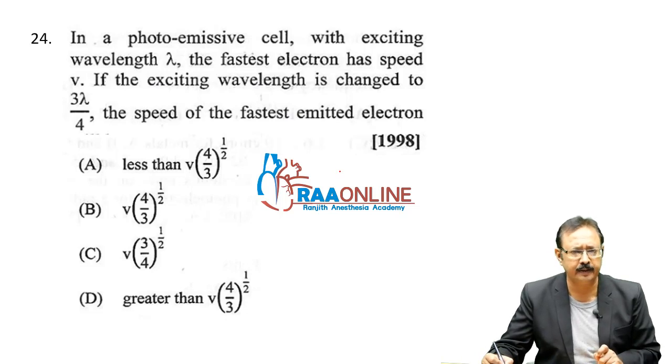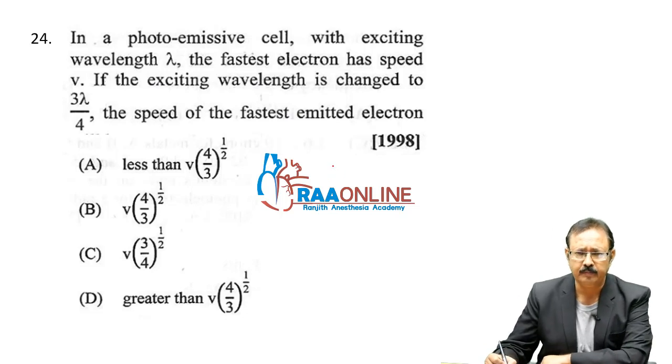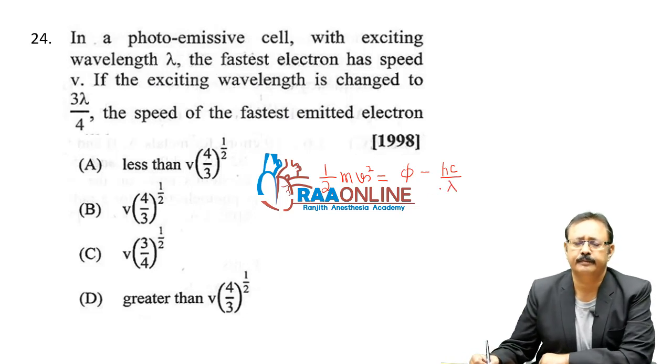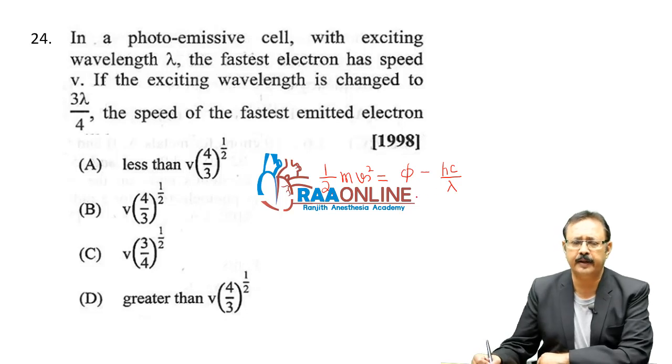Initially, you are sending light of wavelength lambda towards a photocell. What you will get is the kinetic energy of the ejected electron, which is the energy of the photon minus phi naught. The photon energy is hc by lambda.